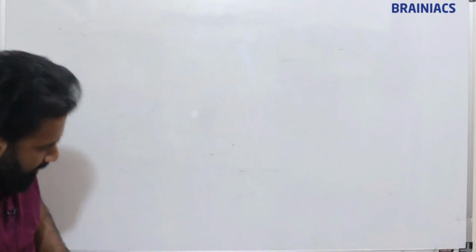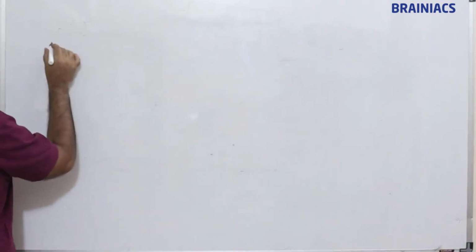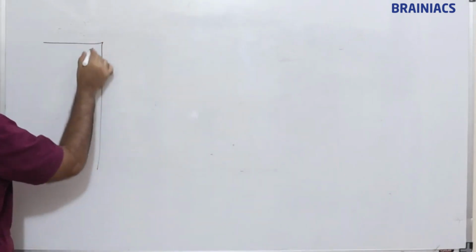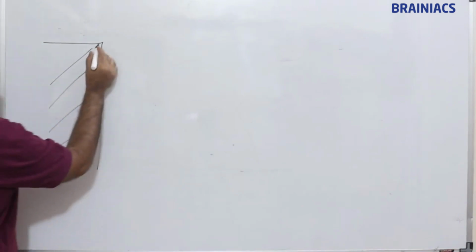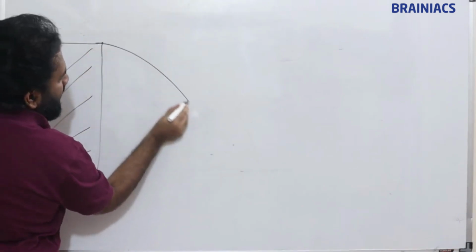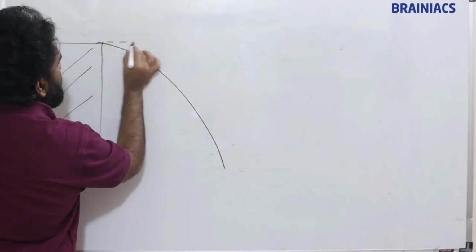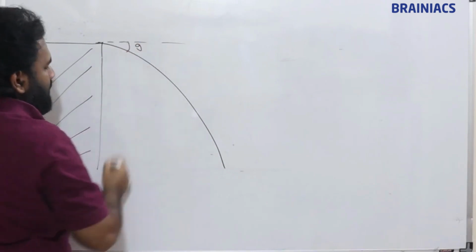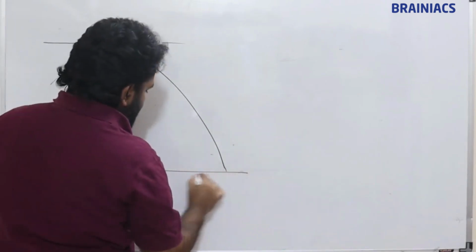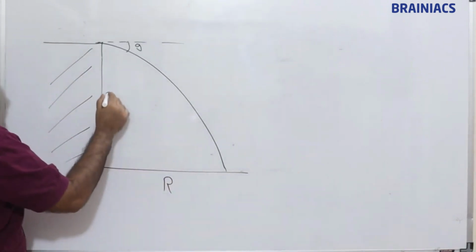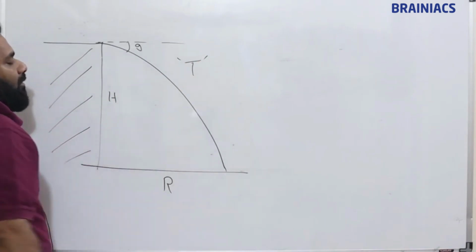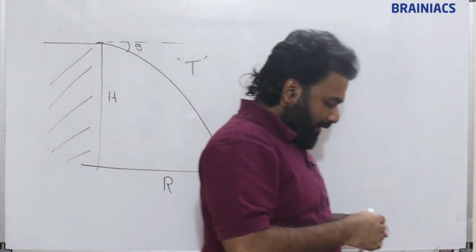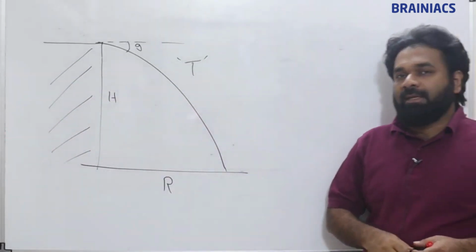Okay, one more possibility I shall share. Suppose this is a tower, and a particle is projected like this, at an angle theta. This is the range r, this is the height h. The total time taken for reaching the ground is capital T. Then this is the case.